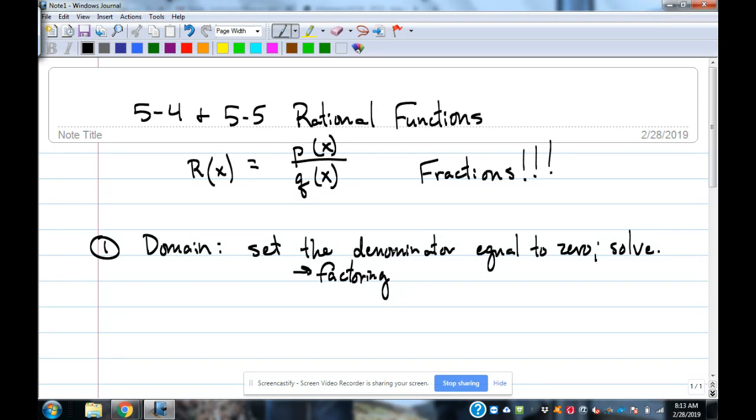If it's a quadratic, we know we've got all these other options as far as solving it goes. We can solve by square roots. We can solve by quadratic formula. That's possible, and that will get you the domain. But the factoring is going to be handy because the next step is to try to simplify the rational function. Okay, so simplifying.